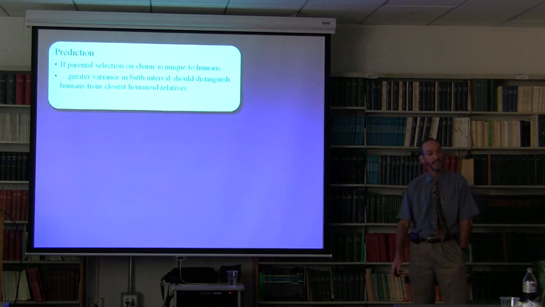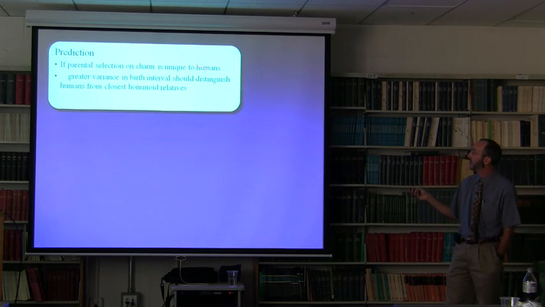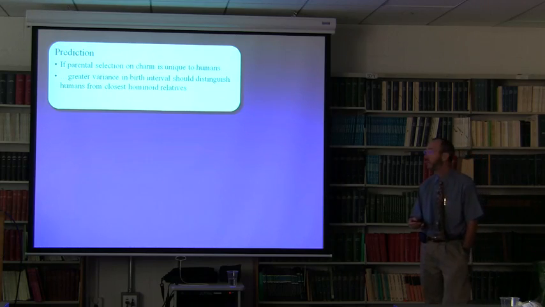And this leads to a prediction. If parental selection on charm is unique to humans, then we should see greater variance in birth interval, distinguishing us from our closest hominid relatives.